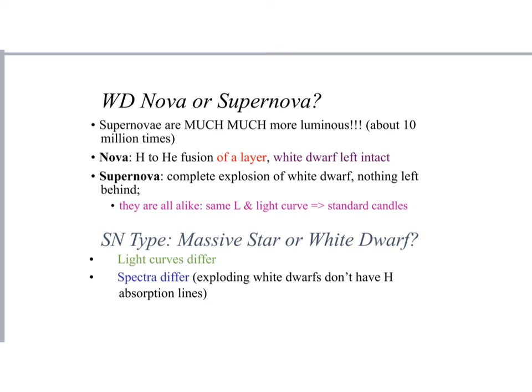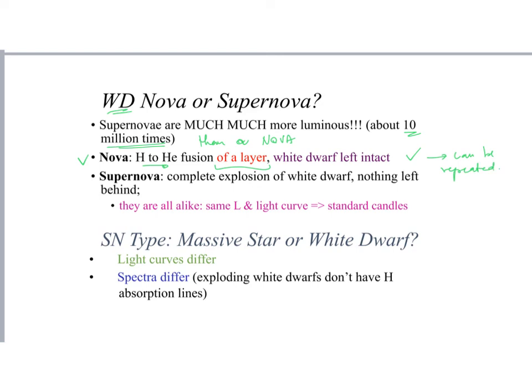Okay, so yeah, I was wrong. I said before that a white dwarf supernova is about 10 times, no, it's about 10 million times more luminous than a nova event. All right, so some other differences. Note that in a nova, the hydrogen to helium fusion process happens in a layer, and the white dwarf is left intact.